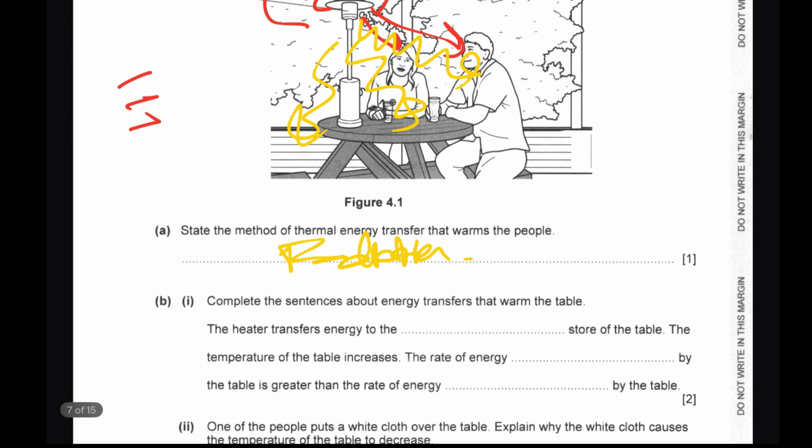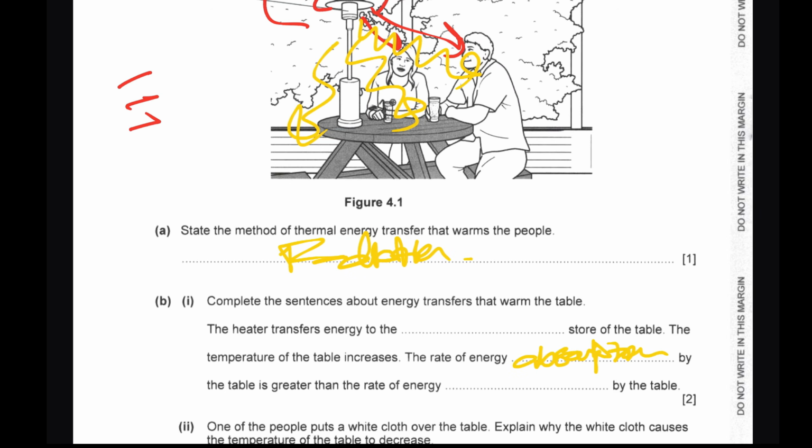Complete the sentences about energy transfers that warm the table. The heater transfers energy to the dash store of the table. Okay, yeah, you could say thermal or heat store of the table. The temperature of the table increases. The rate of energy dash by the table is greater than the rate of energy by the table. So gained or absorbed. Rate of energy absorption.